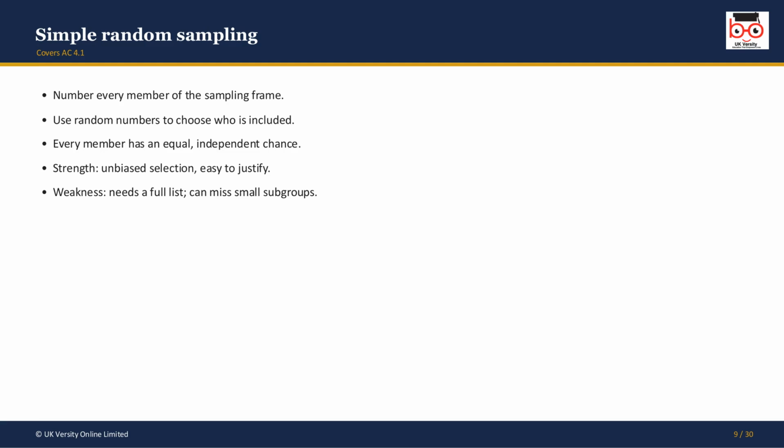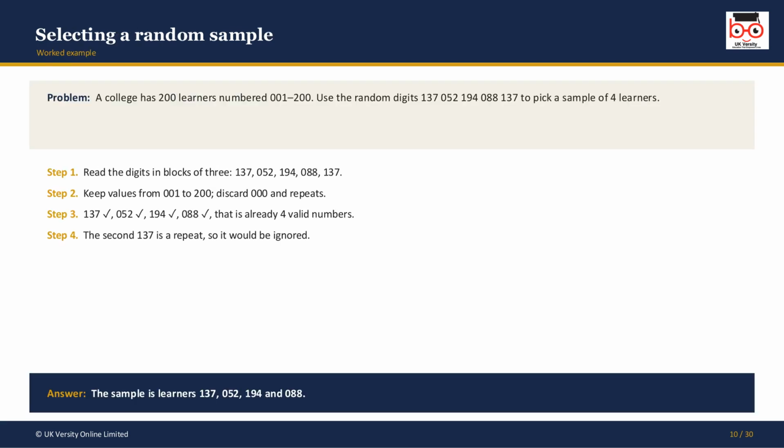You number every member of the sampling frame, then use random numbers to decide who's included, so every member has an equal, independent chance of selection. Its great strength is that the selection is unbiased and easy to justify. The catch is that you need a complete list to start with, and by pure chance, it can sometimes miss smaller subgroups. Here's one in practice.